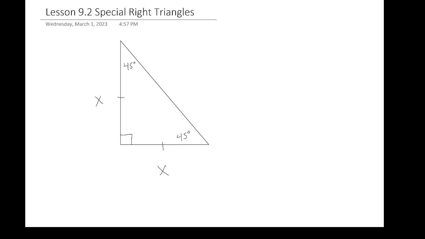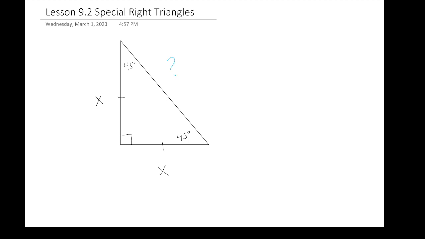Now, if this side were value 1, right? The question the ancient Greeks had is, we knew we could find the area, we could find the perimeter, but what was the length across the diagonal? So it's this right here. We're curious, what is this hypotenuse equal to?